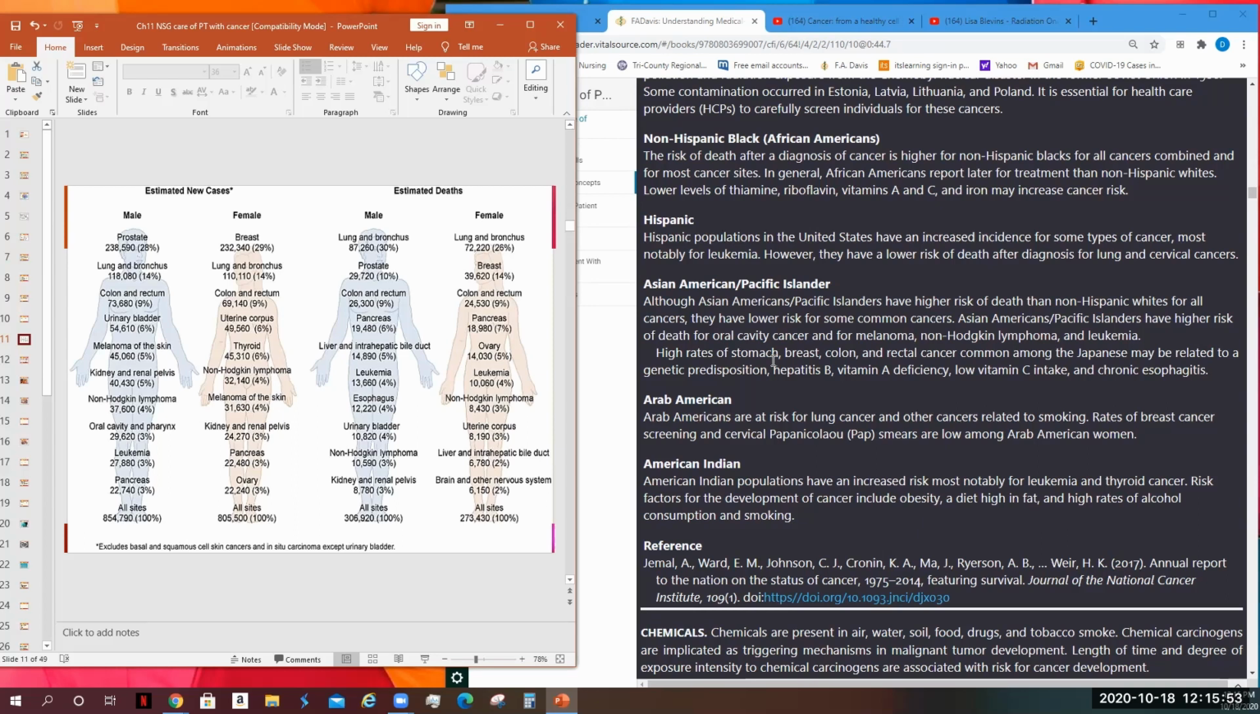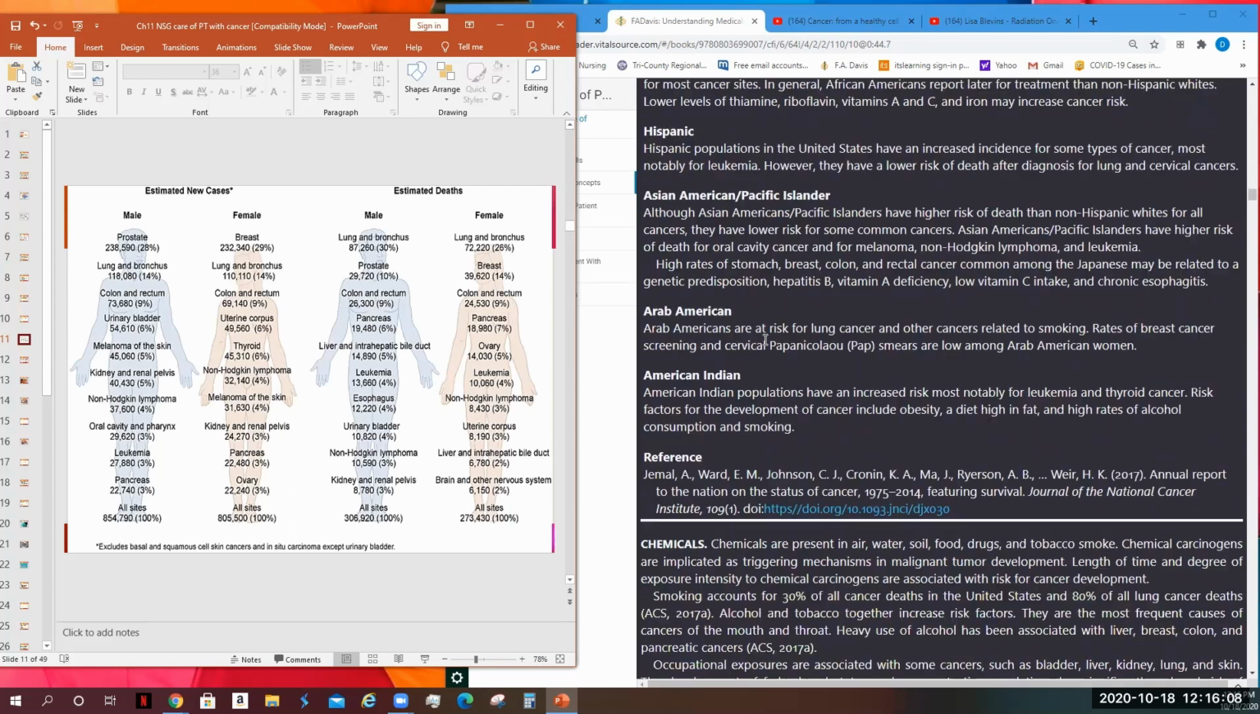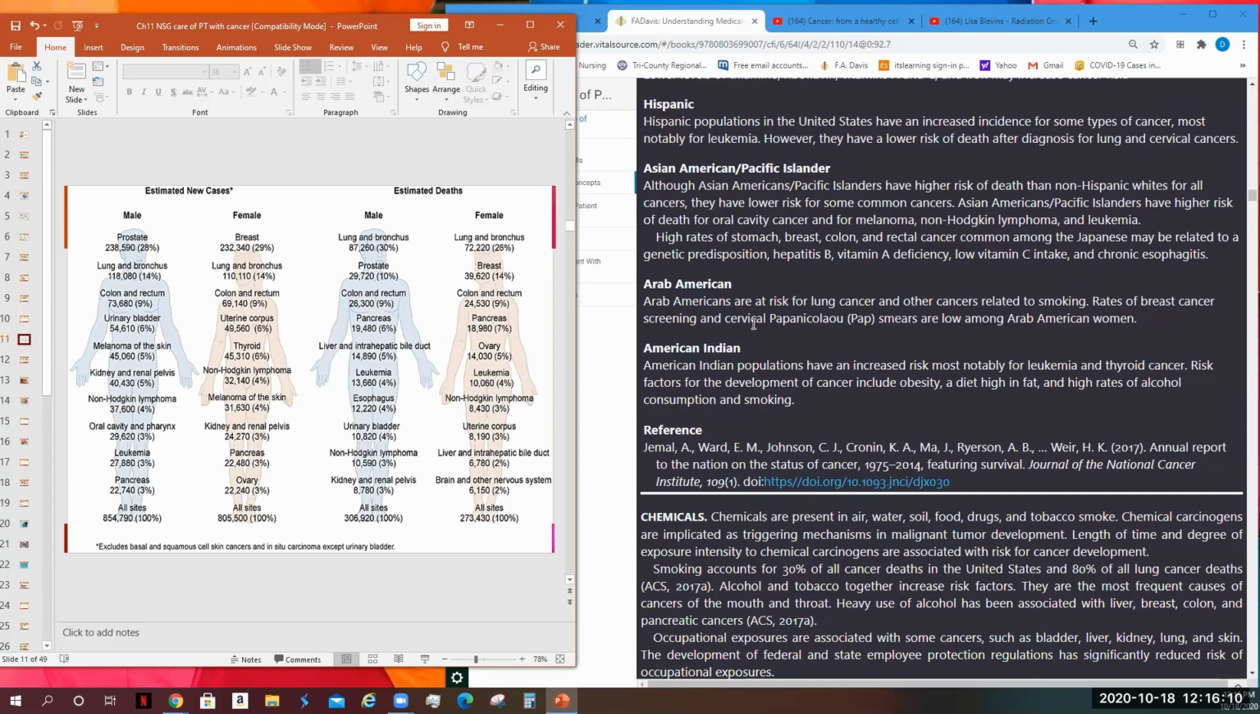Hispanic. Hispanic populations in the United States have an increased incidence for some types of cancer, most notably leukemia. However, they have a lower risk of death after diagnosis for lung and cervical cancers. Asian American/Pacific Islander. Although Asian Americans/Pacific Islanders have a higher risk of death than non-Hispanic whites for all cancers, they have a lower risk for some common cancers.